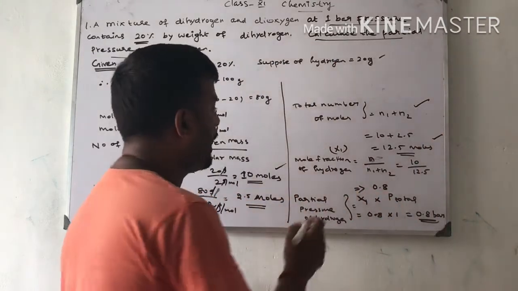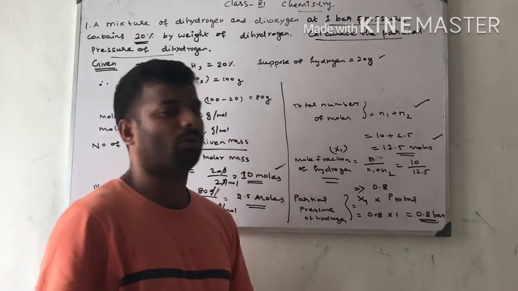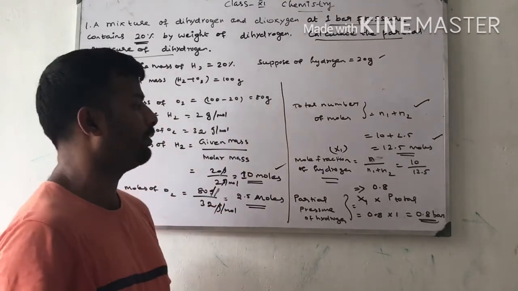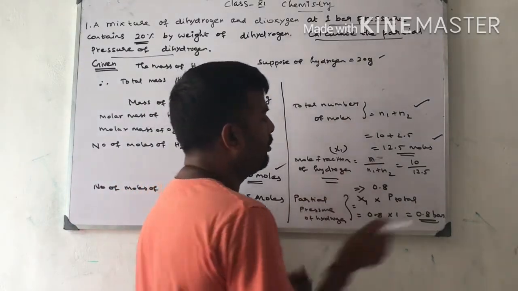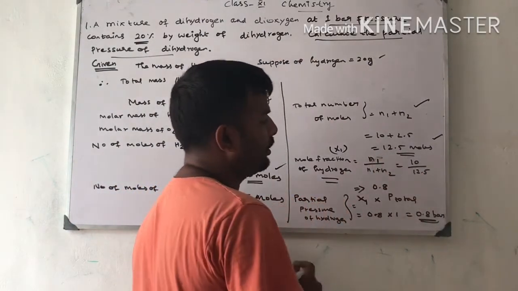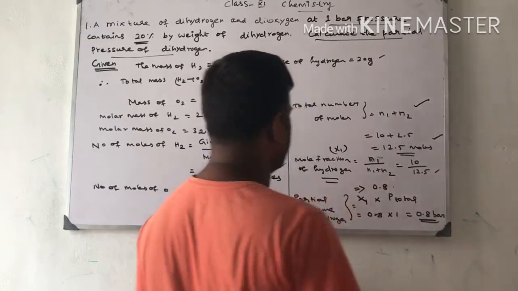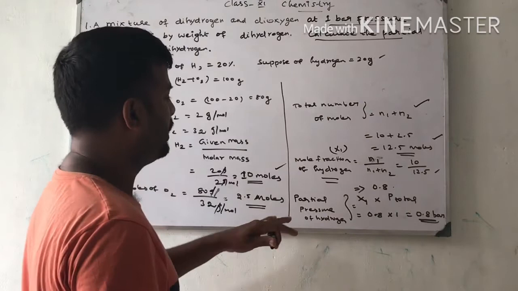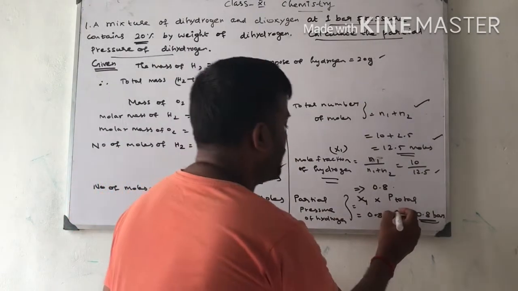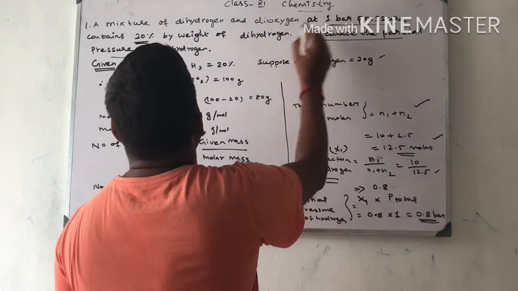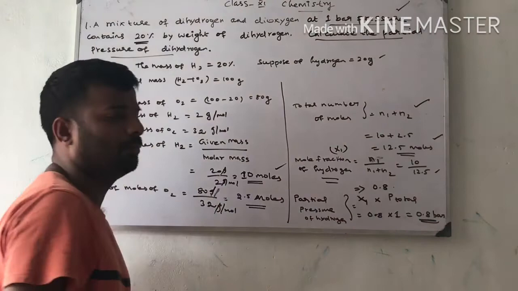Mole fraction of hydrogen is equal to number of moles of solute divided by total number of moles in the solution, that we learned in the first chapter. Here the solute is hydrogen. So N1 by N1 plus N2, 10 by 12.5, gives 0.8 as the mole fraction. Then partial pressure of hydrogen is equal to mole fraction times P total. P total is already given in the question as 1 bar pressure. Therefore, the answer is 0.8 bar.